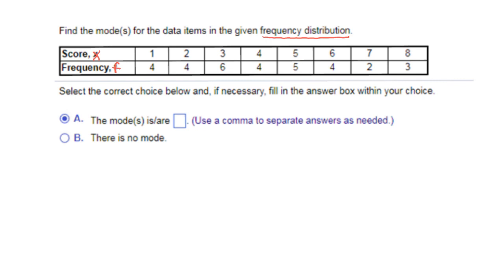When you're looking for the mode on a frequency distribution, you want to focus on the frequencies. Look for the highest value in the frequency. So when I look at the second row, the highest number I see is this 6 right here. That's telling me the score of 3 is listed 6 times. It says select the correct choice below, and if necessary, fill out the answer box within your choice. So the mode is not the number 6. The 6 is the frequency. The mode is going to be the number 3. The number 3 is listed 6 times, so 3 is my mode.